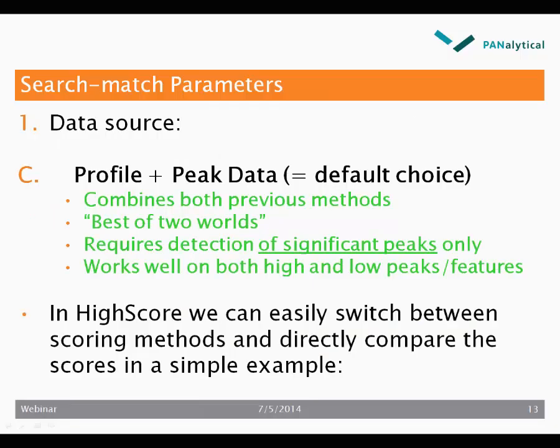In HighScore, you can use profile and peak data together. This combines both previous methods and is the best of two worlds. It requires peak detection of significant peaks only, and it works well on high and low peaks and on overlapping peaks or features as well. We can easily switch between scoring methods and directly compare the results in the following simple example.